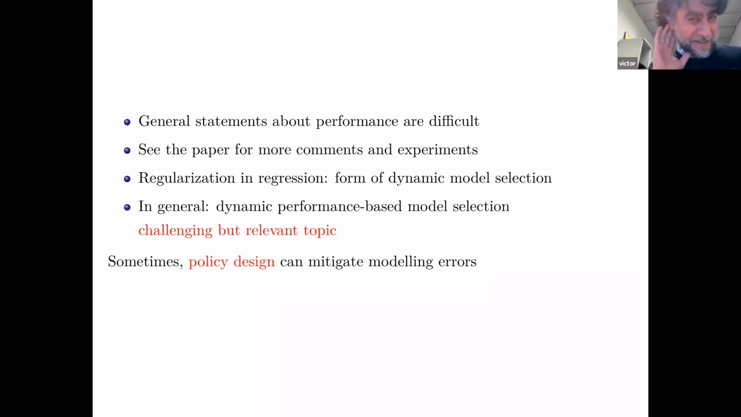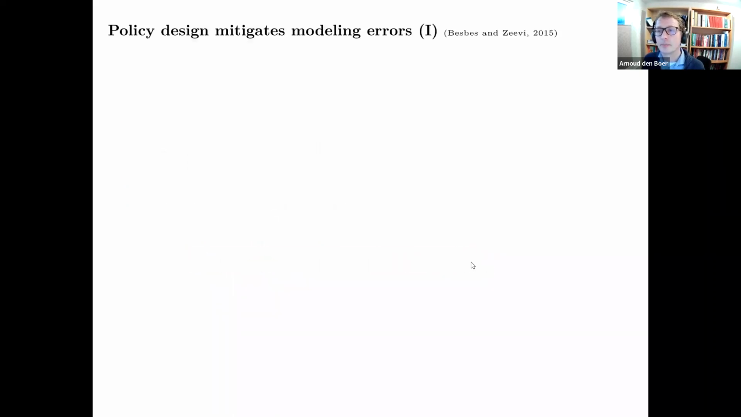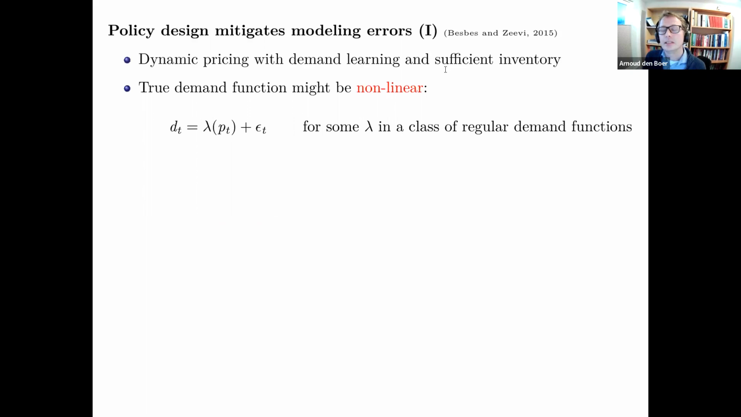Okay, then enough torture. I want to share something, we have 12 minutes left, that I also find interesting. Namely, policy design can mitigate modeling errors. And I want to share two papers, very briefly, which show this. The first one is by Besbes and Zeevi from 2015, called On the Surprising Sufficiency of Linear Models, something like that.